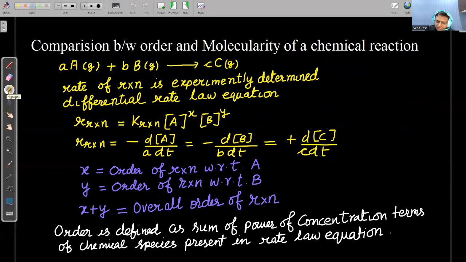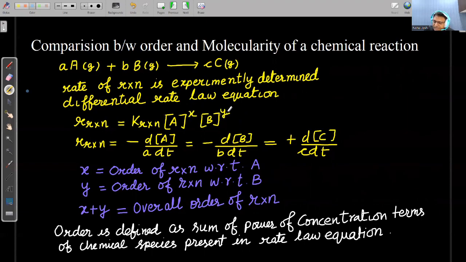So this is a balanced reaction: small a, capital A in gaseous state plus small b, capital B in gaseous state will form the product. The rate of reaction is experimentally determined, and the differential rate law equation for this reaction is: rate of reaction is equal to the rate constant of the reaction times the concentration of reactants raised to the power of their order.